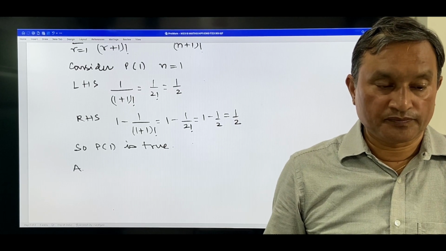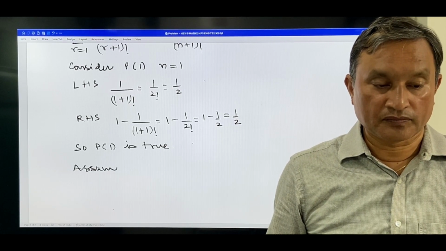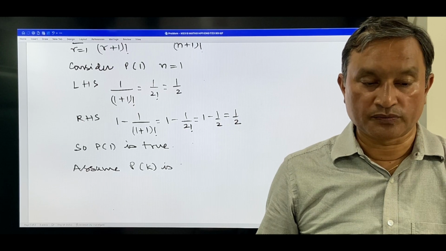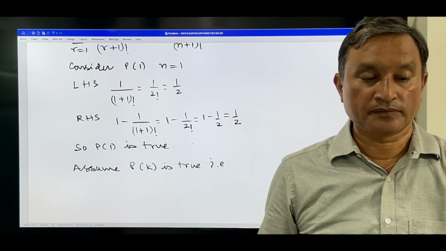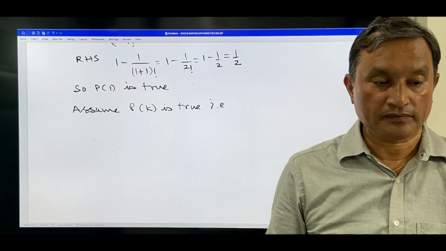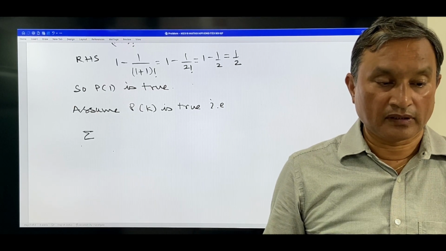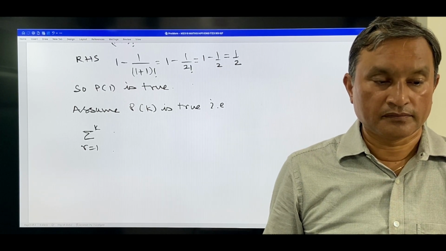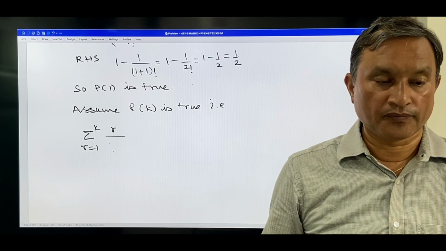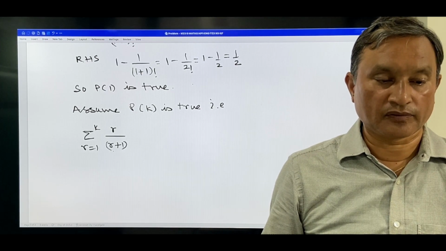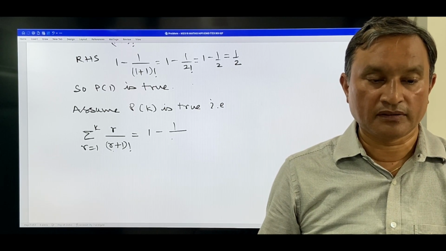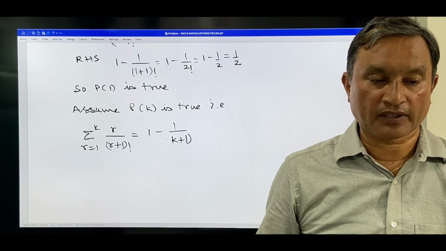Now assume Pk is true. That is, summation r equals 1 to k of r upon (r plus 1) factorial equals 1 minus 1 upon (k plus 1) factorial.